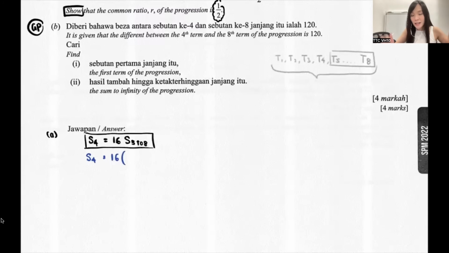Because S8 is all of them. Even though you're not finding all of them, you just want to find the back one, but you find all of them first. After you find all of them, then you minus those you don't like.